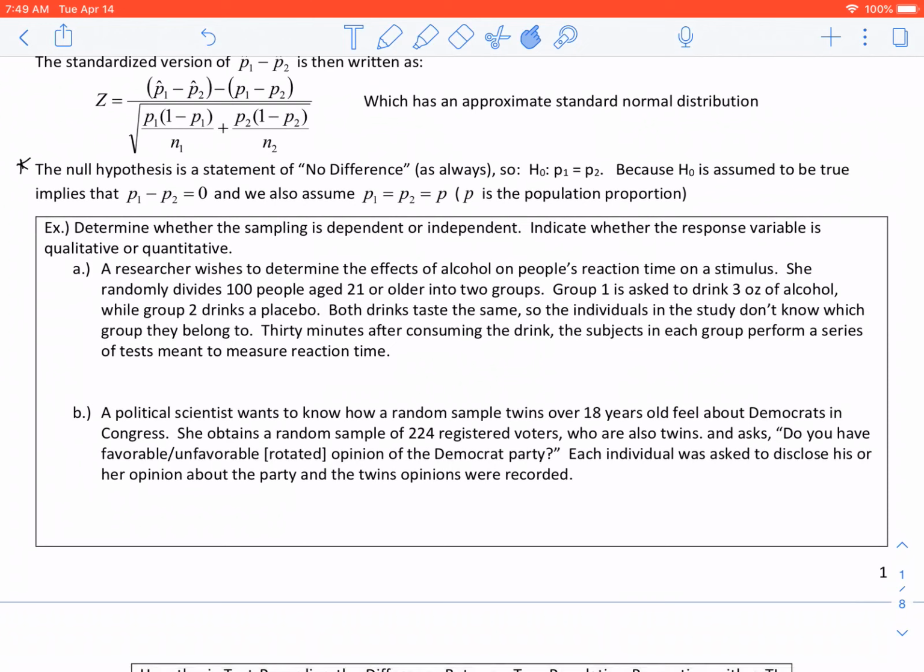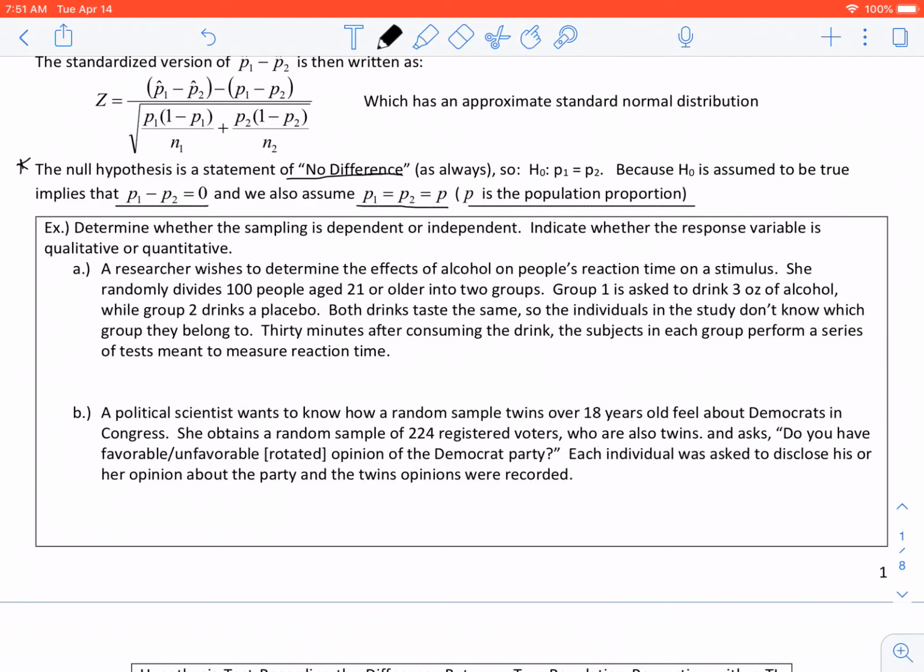The next thing says the null hypothesis is a statement of no difference. As always, H naught is going to be P1 equal to P2. They're the same. Because H naught is assumed to be true, if they're the same and you were to subtract them, you would get 0. And since they're the same, instead of P1 and P2, we could just say it's equal to P, the population proportion.